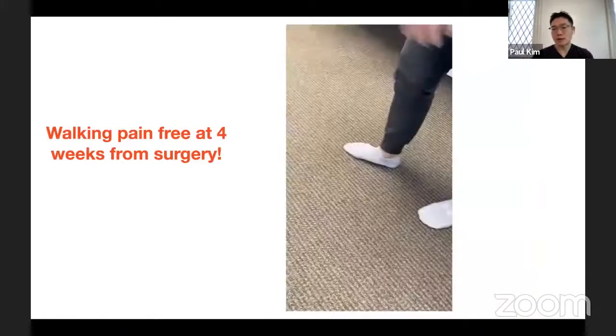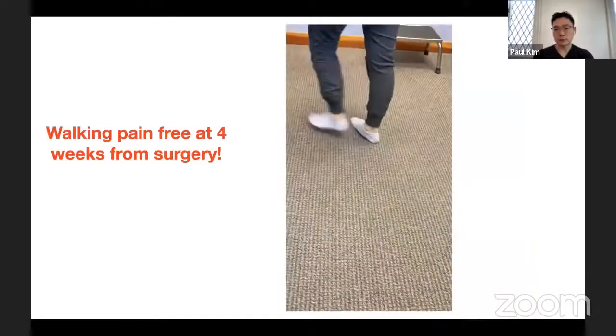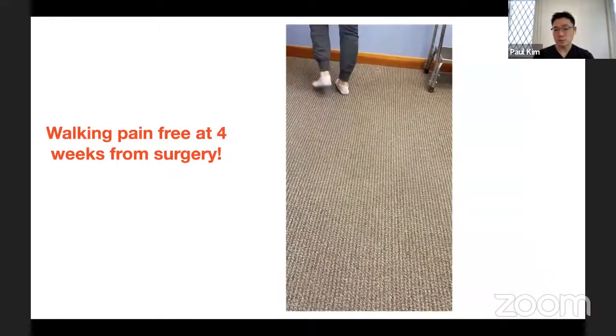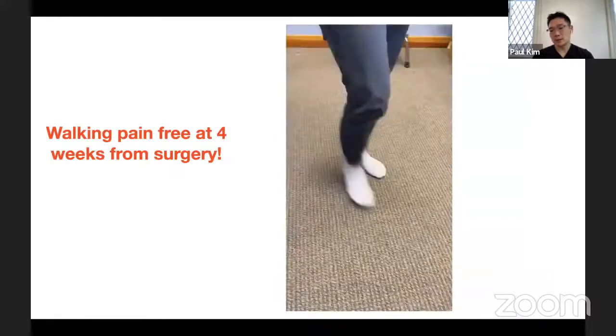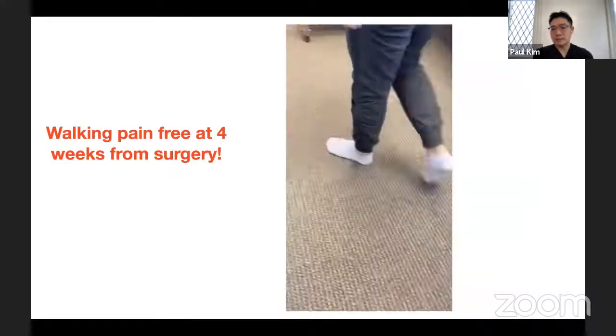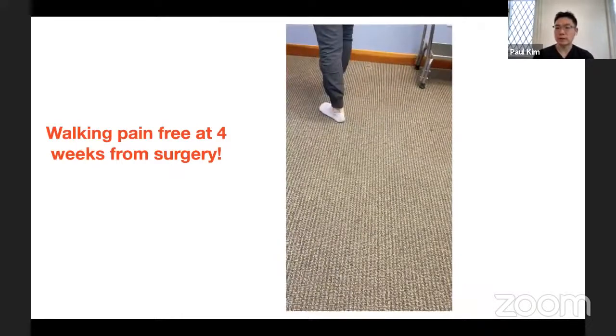And this is her walking at that month out from surgery when I took this picture. So you can see that she's walking pretty pain-free. Now she's not back to running per se, but she is back to doing things such as riding her bike.